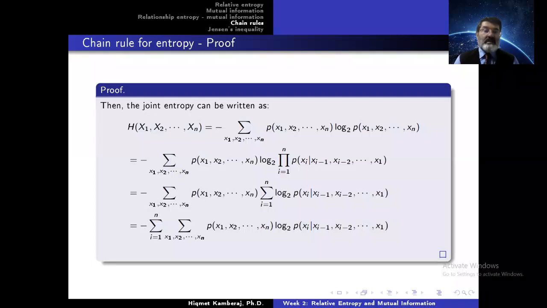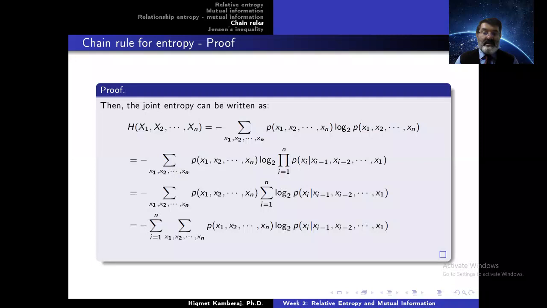Moreover, I use the property of the logarithm. The logarithm of any base, in that case of base 2, of the product equals the sum of the logarithms of each term of the product. So I arrive at the third line, equal to minus the sum over x1, x2, ..., xn of p of x1, x2, ..., xn, times the sum for i from 1 to n of log with base 2 of the conditional probability p of xi conditioned on xi minus 1, xi minus 2, ..., x1.